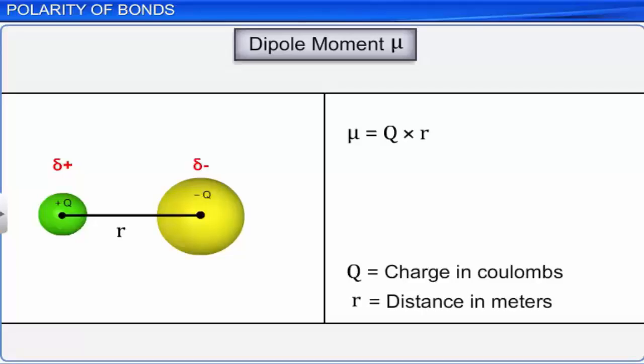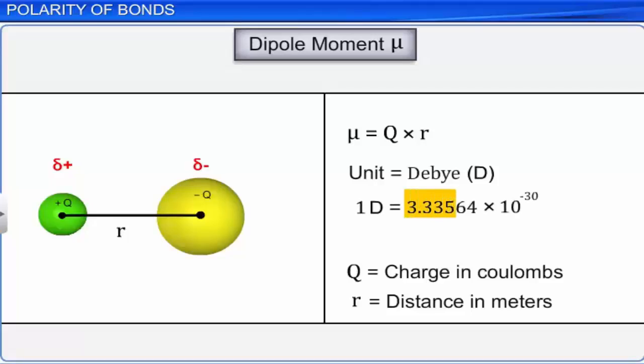Dipole moment is a vector quantity, which means it has both magnitude and direction. The unit for dipole moment is called debye and is denoted by D. 1 D is equal to 3.33564 times 10 to the power minus 30 coulomb-meter. Dipole moment indicates the degree of polarity in a molecule.